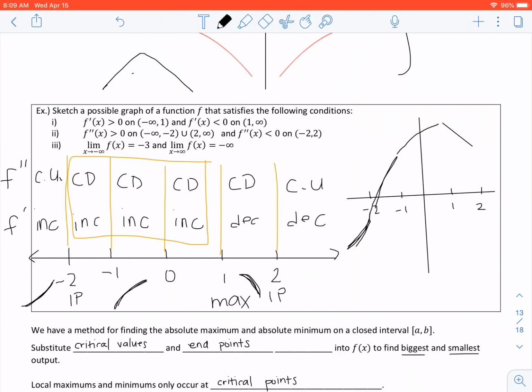So there's your max. And then it's going to switch again, and it's going to be concave up and decreasing.